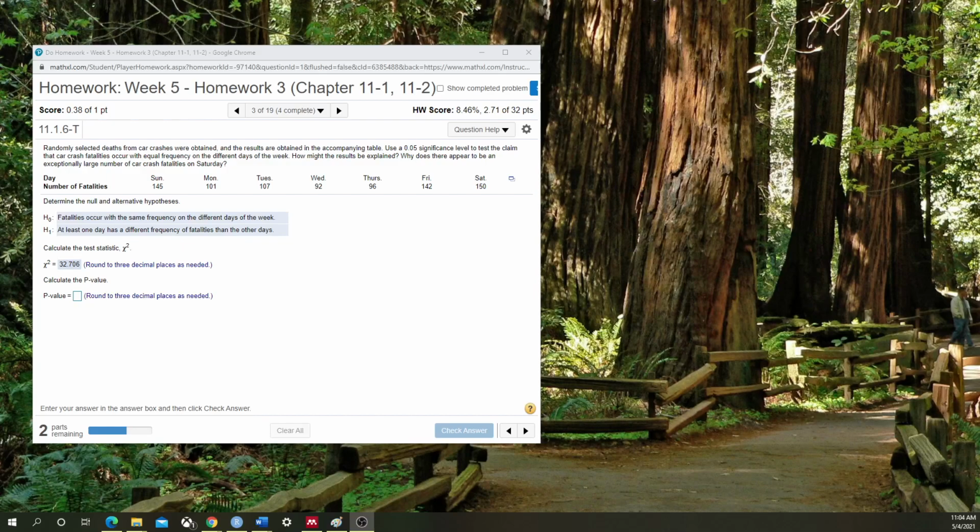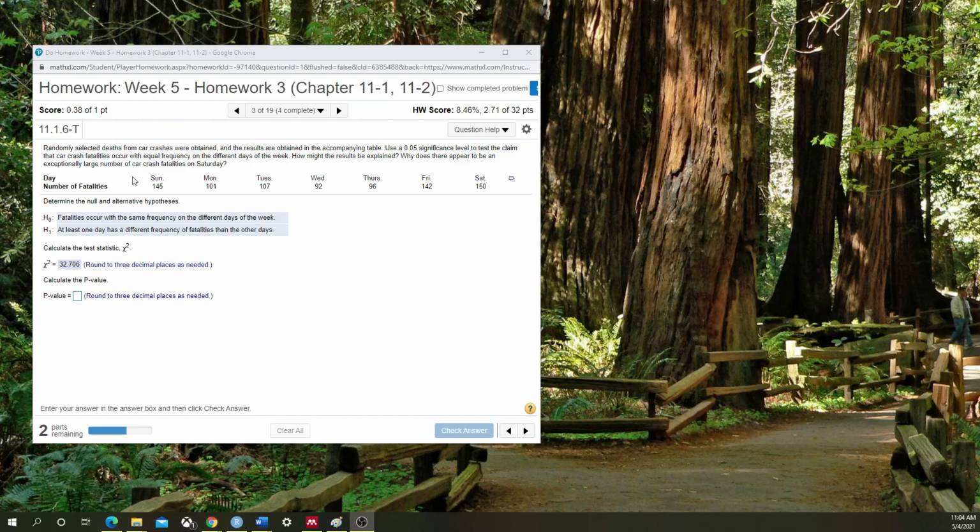Hello class, today we're going to go over a tutorial for chapter 11-1 and 2. This is going to be mostly looking at goodness of fit and contingency tables. So we're going to start with, in the homework, question number 3.